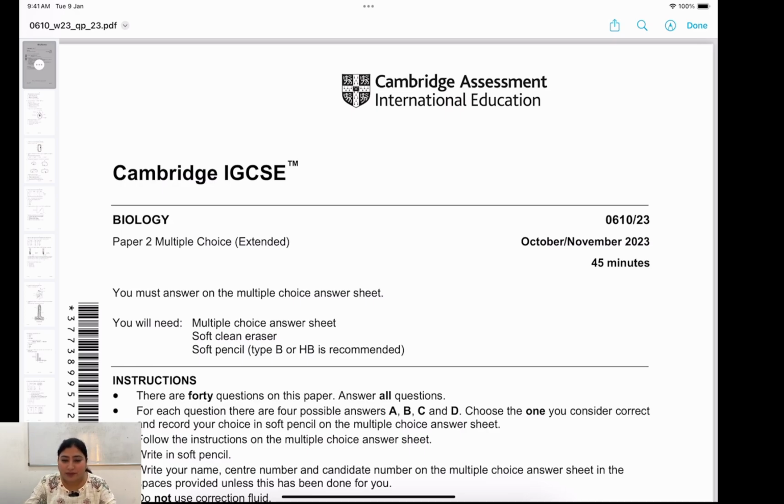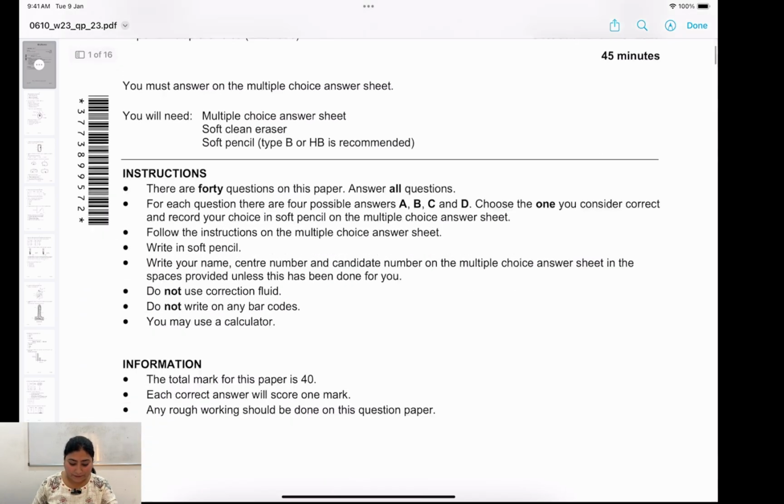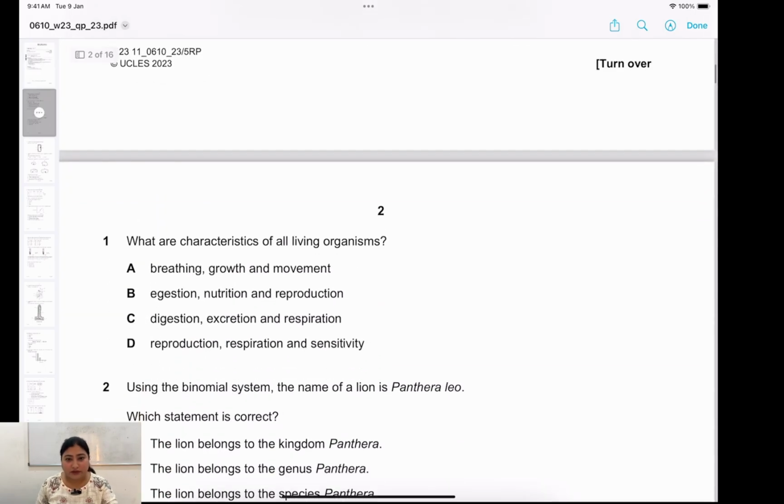So we are going to do the multiple choice and let's just not waste time and start doing it. Okay. So let's start with the first question.